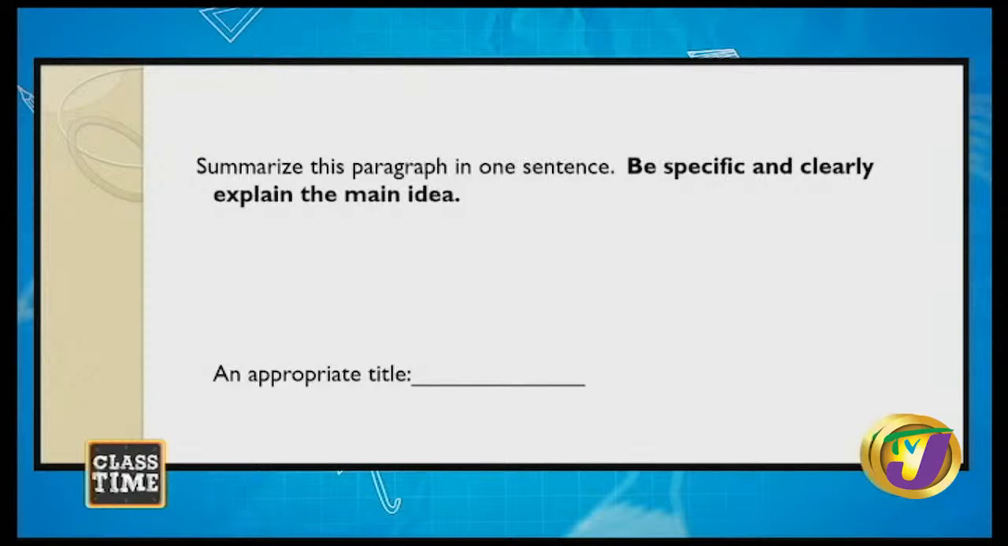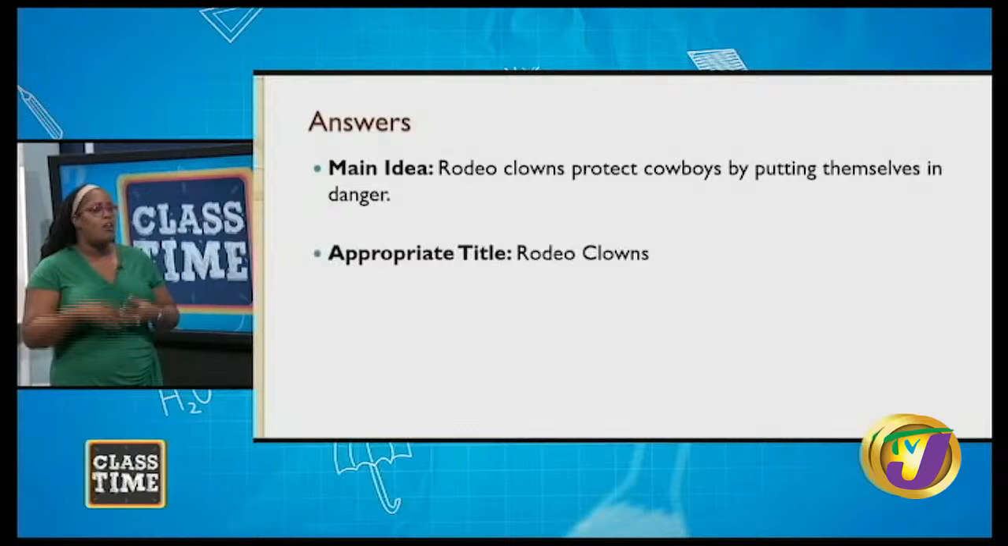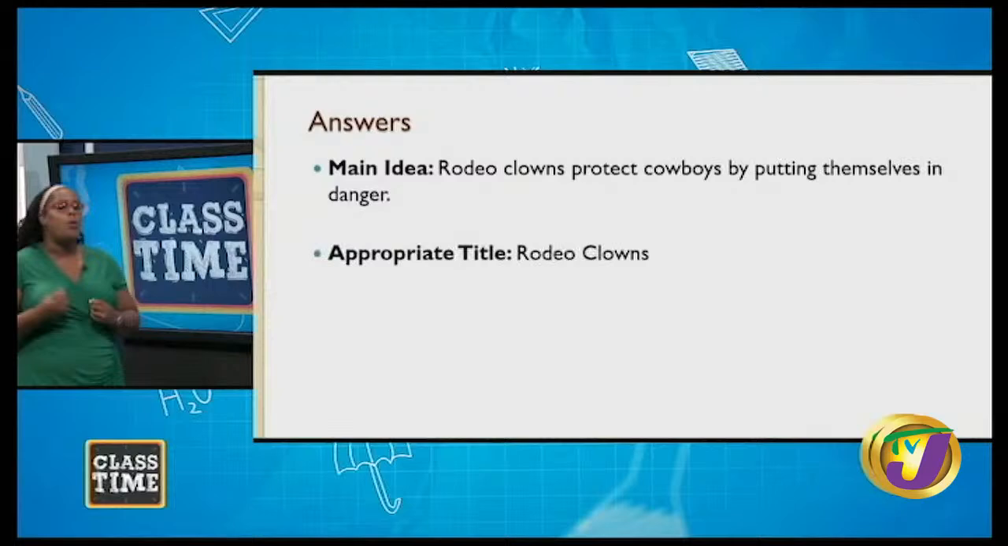Now, based on my understanding of the paragraph, I was able to determine the main idea, right? And the main idea is rodeo clowns protect cowboys by putting themselves in danger. Now, remember that the main idea should be expressed in a complete sentence. Please remember, express the main idea in a complete sentence. And the appropriate title is rodeo clowns.